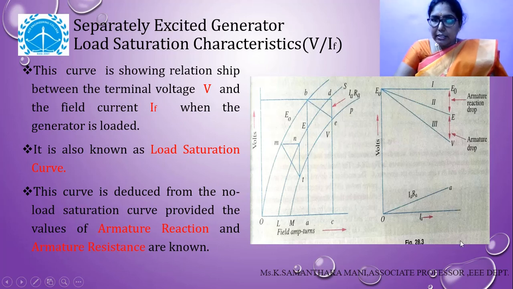So these characteristic curves together give you the load saturation characteristic curve. It is also known as the load saturation curve. This curve is deduced from the no load saturation curve, provided the values of armature reaction and armature resistance are known. So we can obtain this load saturation curve only if we know the values of armature reaction as well as armature resistance. If these values are known, we can easily obtain this load saturation characteristic.